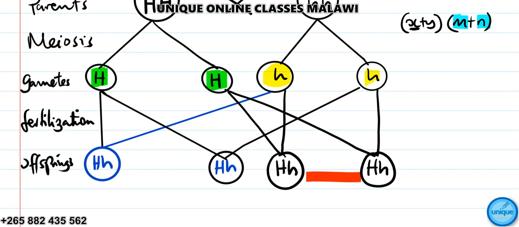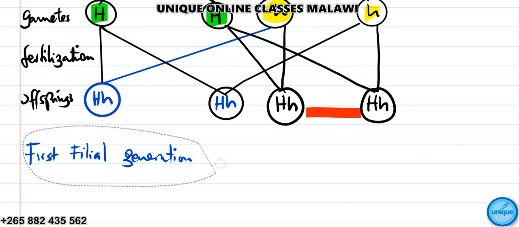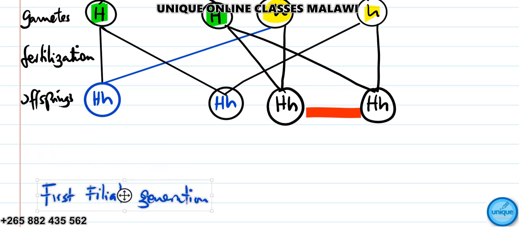Now, since we were crossing pure breeds, offsprings which are produced after crossing pure breeds, my offsprings amene wamachidwa kuti first filial generation. First filial generation. Nkunena kwina filial means offspring, like first offsprings. And amati F1, those are F1.